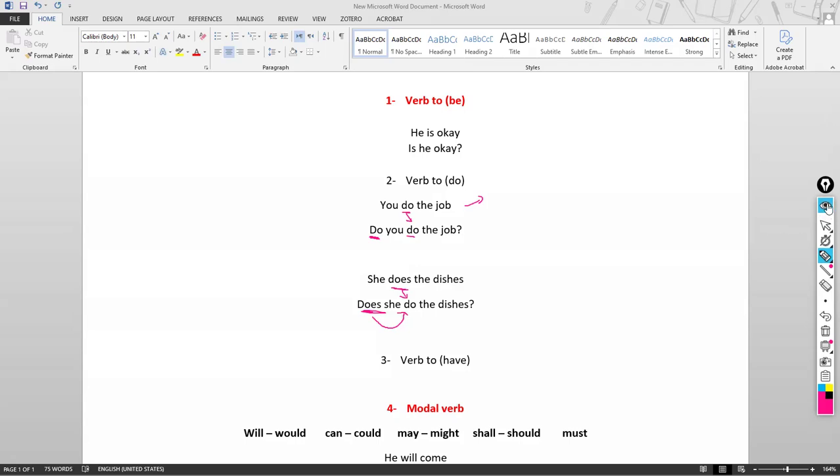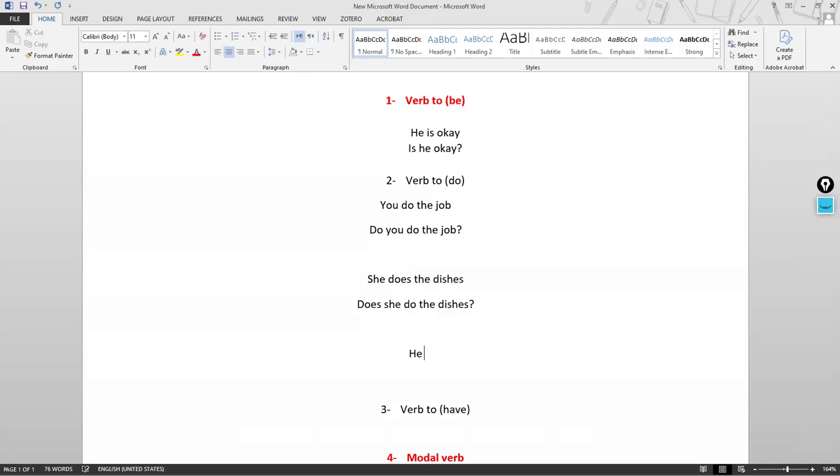Even in the past, for example, "he did the homework," how can I ask a question? Did he do the homework? I wrote the main verb in the base form. Did he do the homework?